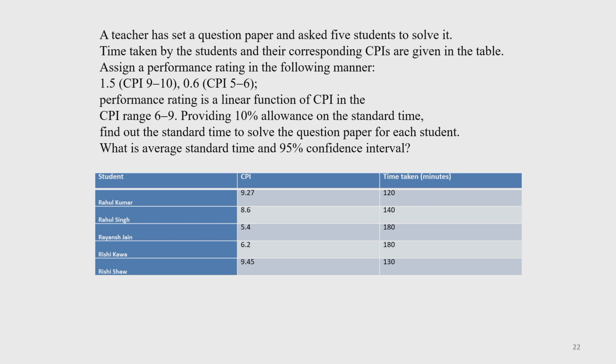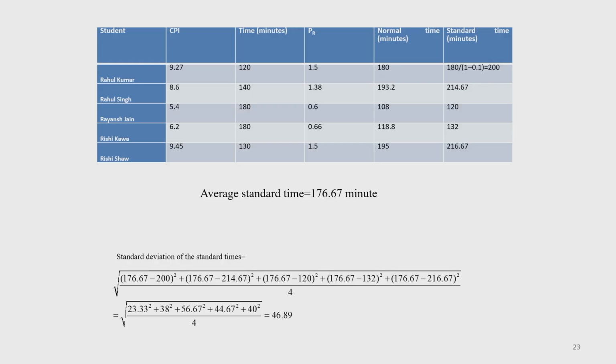Find out the standard time to solve the question paper for each student, and what is the average standard time and the 95% confidence interval. Here, Rahul's CPI was 9.27, and the time taken was 120. Another one, 8.6, the time taken is this, and like that I have given the table. Now, how to solve this problem? First you find out the performance rating. 9.27 means 1.5. If it is 8.6, then by interpolation I find the performance rating 1.38. If it is 5.4, then we got 0.6. Like that we have made the performance ratings.